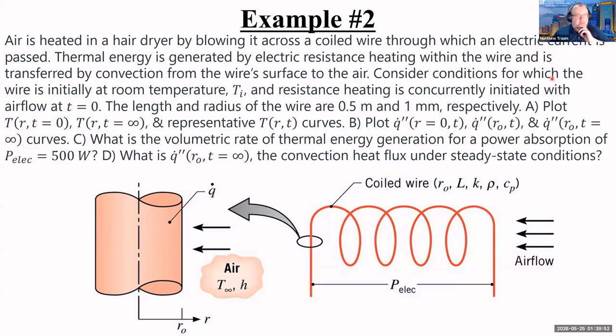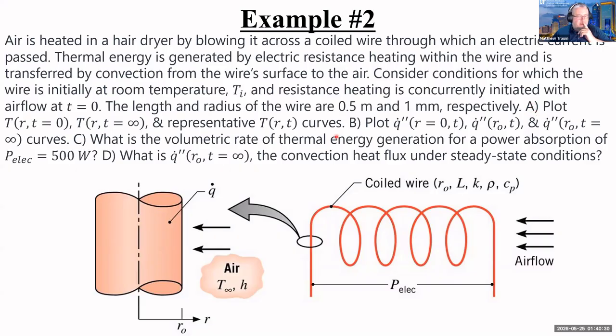Consider conditions for which the wire is initially at room temperature, T_i, and resistance heating is concurrently initiated with the airflow at t equals 0, right? So basically we're turning on the hair dryer, right? And what that means is the air starts flowing, but also we're running electric current through this wire at time equals zero. Okay, the length and radius of the wire are 5 meters and 1 millimeter respectively. So 0.5 meters long and 1 millimeter. It's actually 2 millimeters in diameter, 1 millimeter in radius. And then we're asked to do a couple things.